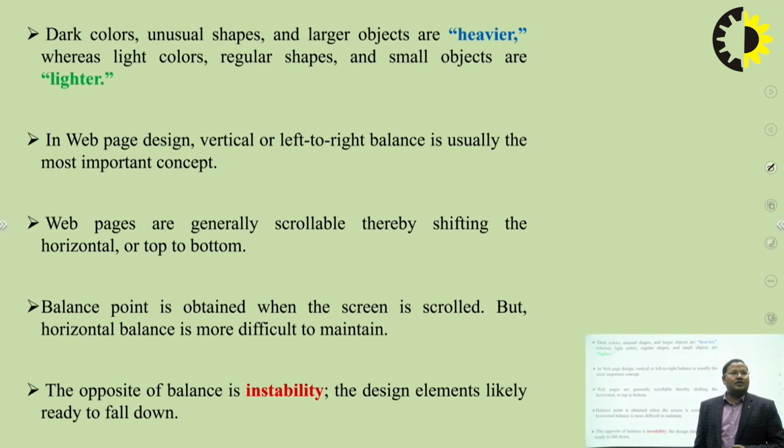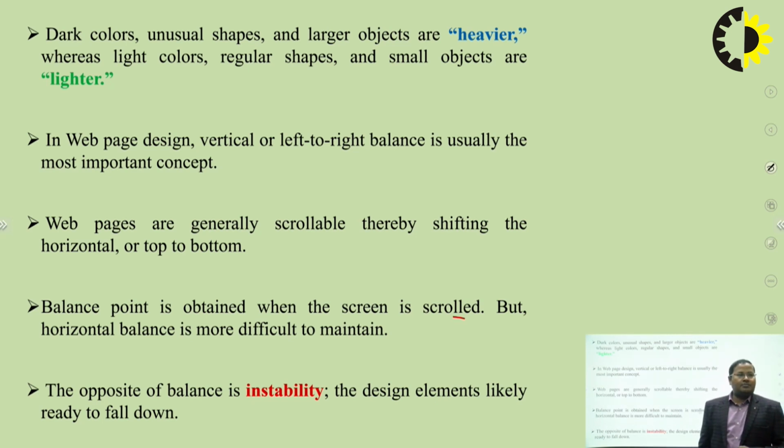Dark colors, unusual shapes and larger objects are heavier, whereas light colors, regular shapes and small objects are treated as lighter. In web-based design, vertical or left to right balance is usually the most important concept. Web pages are generally scrollable, thereby shifting the horizontal or top to bottom balance point when the screen is scrolled, but horizontal balance is more difficult to maintain.